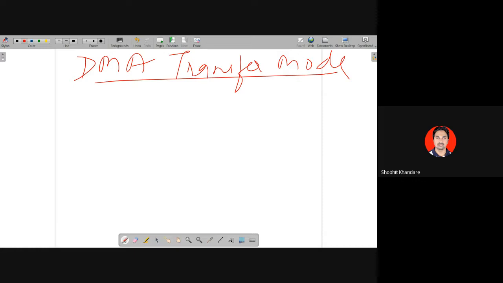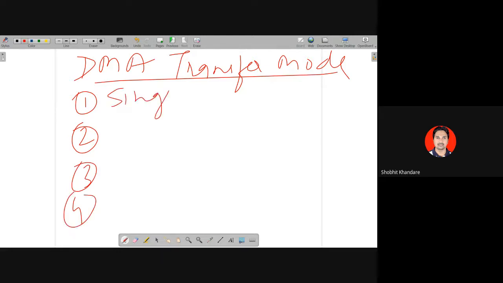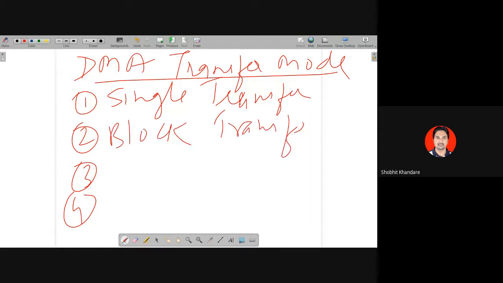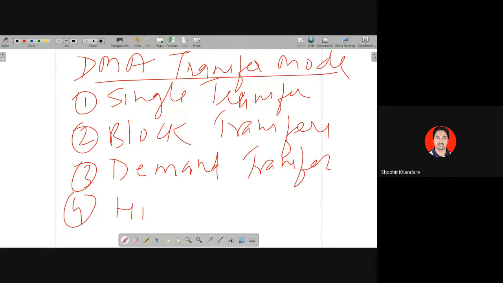Now, what are the different data transfer modes in DMA? So there are a total of 4. Number 1, single transfer mode. Second, block transfer mode. Third, demand transfer mode. And the fourth one is hidden transfer mode. So we will see them one by one.